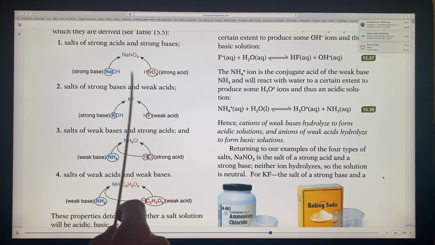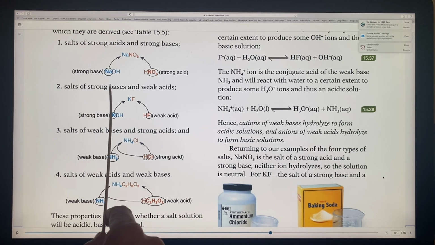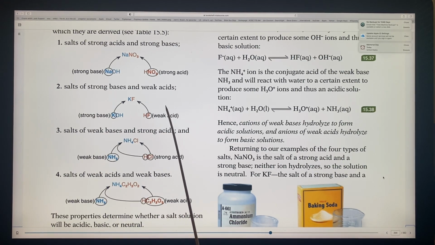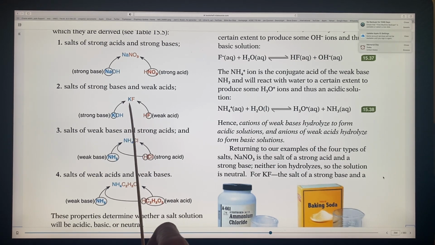There's no hydrolysis of water or anything. Just basically this happens. And this is a salt of a strong base and weak acid. Some weak acids here, the strong base and the weak acid, and it's doing the same thing. It's just coming together for the salt. And then we have the salts of a weak base and strong acid.